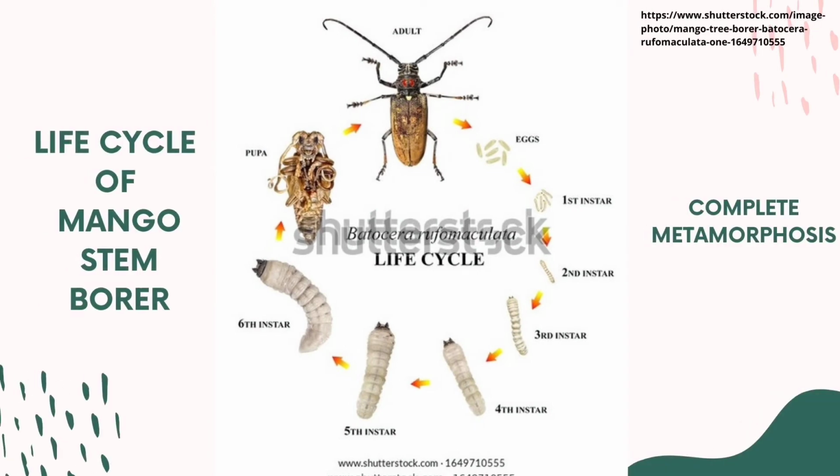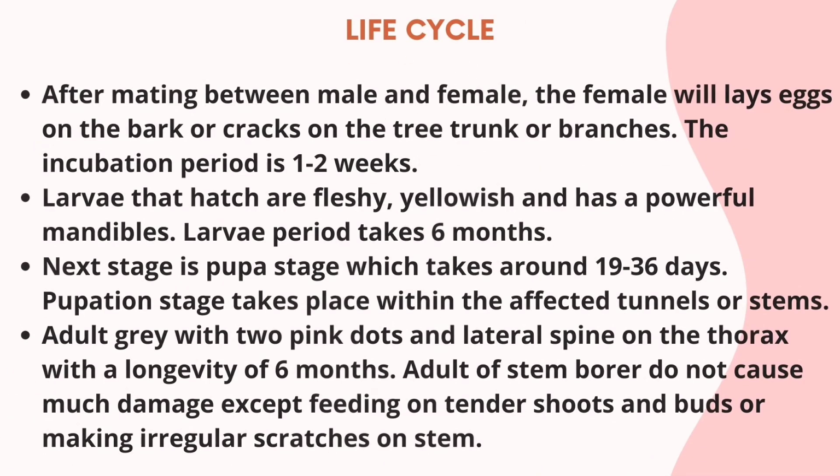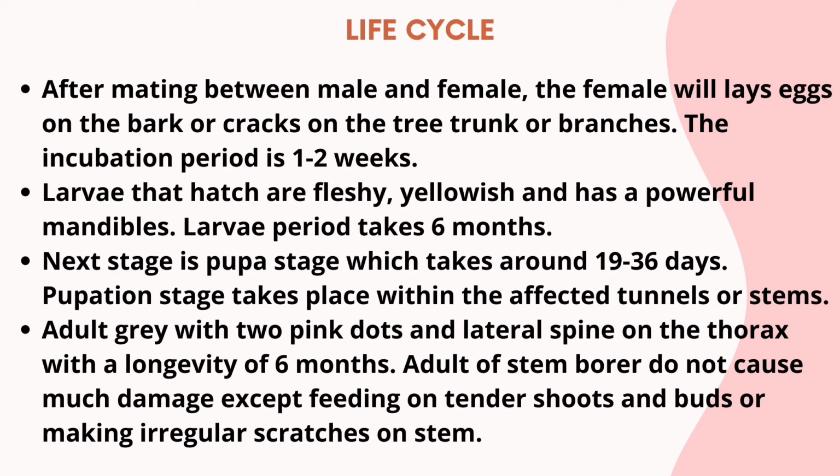The life cycle of this insect also undergoes complete metamorphosis, which begins from the egg, larva, pupa, and the final stage is adult. After mating between the male and female, the female will lay eggs on the bark or press on the tree trunk or branch. The incubation period usually takes around 1 to 2 weeks. Then, the larval period takes about 6 months, and the larva is fleshy, yellowish, and has powerful mandibles. The next stage is the pupa stage, which takes around 19 to 36 days and takes place within the affected tunnels or stem. The last stage is adult, and it has 2 pin dots and lateral spines on the thorax.